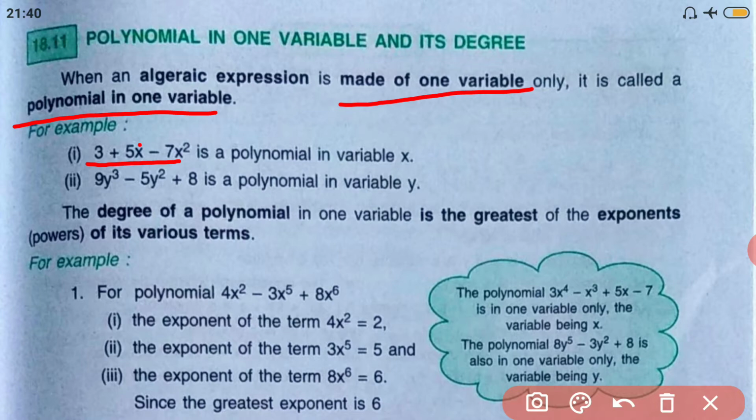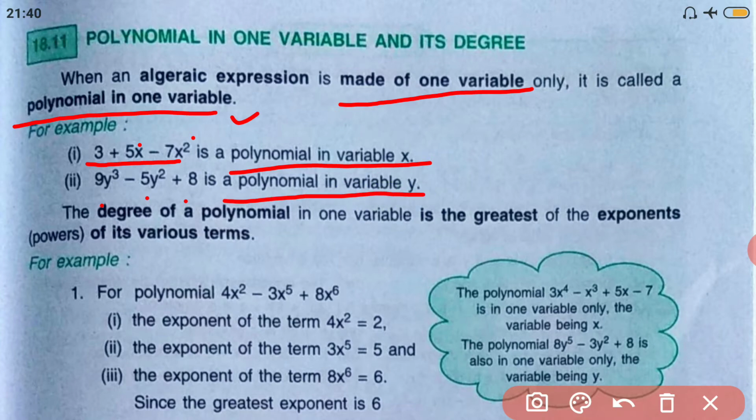So only x is out there. No other alphabets are being used. So this kind of algebraic expression is known as a polynomial in one variable, a polynomial in variable x. There is only one variable. The next example will be 9y cube minus 5y square plus 8. Here also there is only one alphabet, which is y. So this also becomes a polynomial in one variable. So it is a polynomial in variable y only.